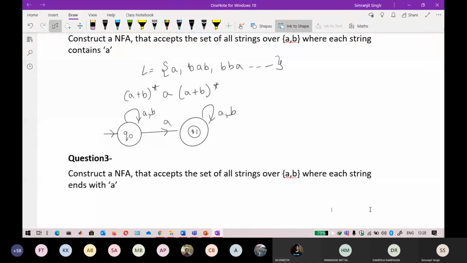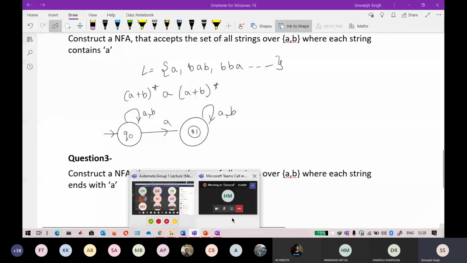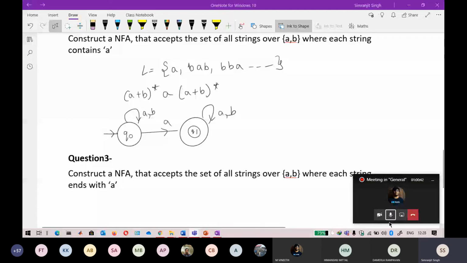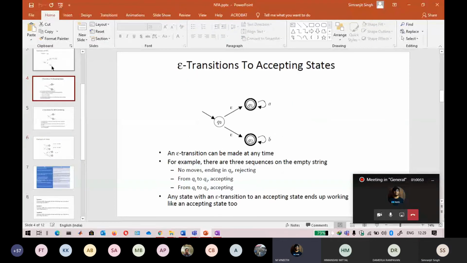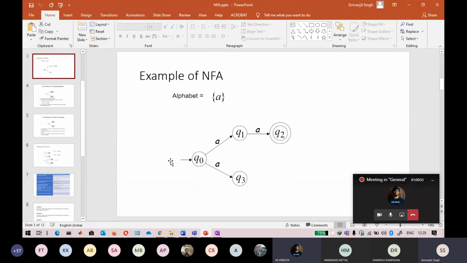Sir, I have a doubt. Yes, please. Sir, there was one slide in which the example of NFA was given for one single alphabet A. Can you please move to that slide once? This is the slide, I think. Can you see it? Yes, sir.